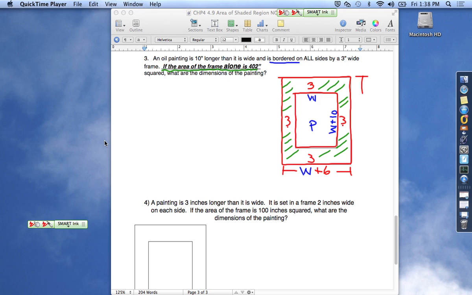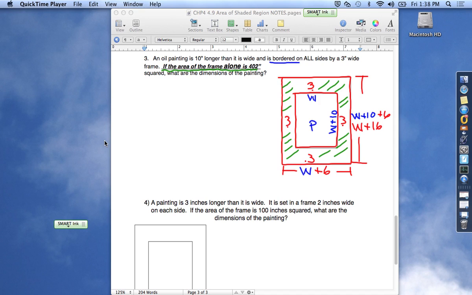And then the length is the original W plus 10 of the painting plus 3 inches on top and 3 on bottom, plus 6. And of course, we'll clean that up to W plus 16. So marking up your sketch and understanding the big picture is important.